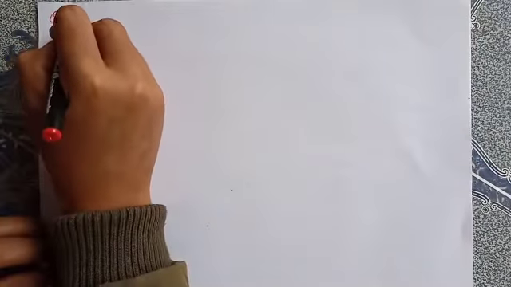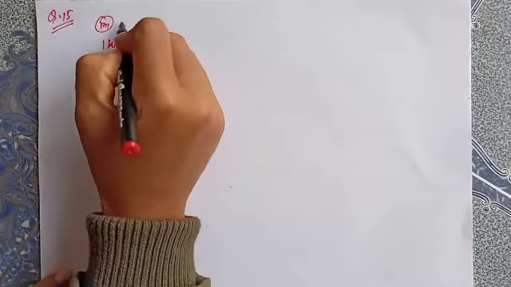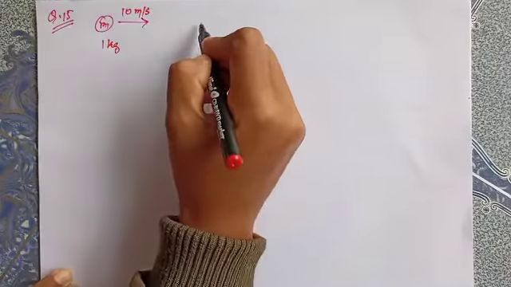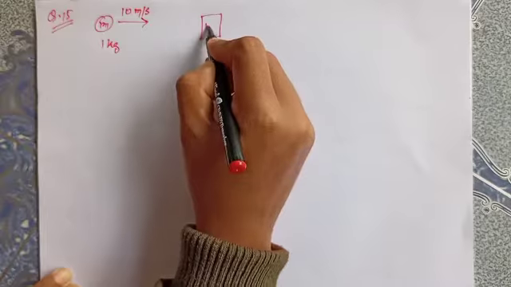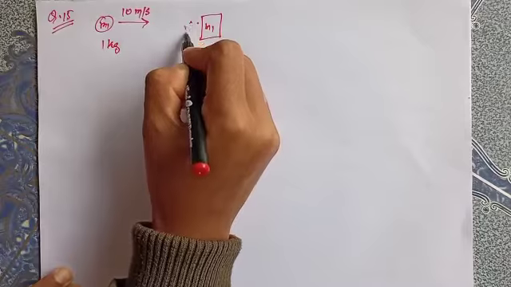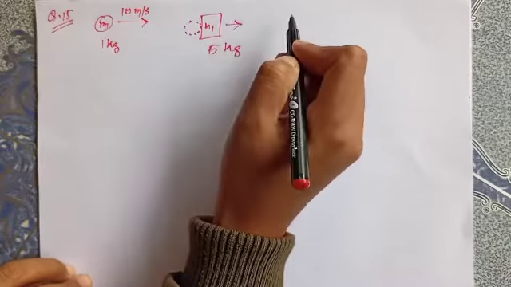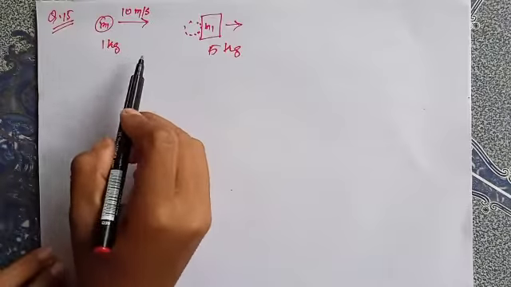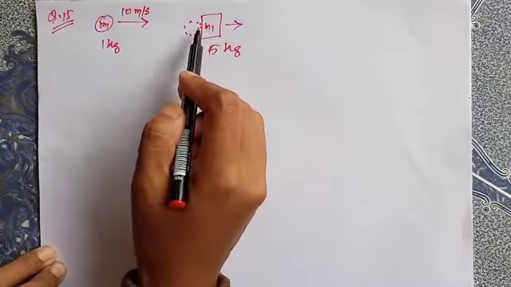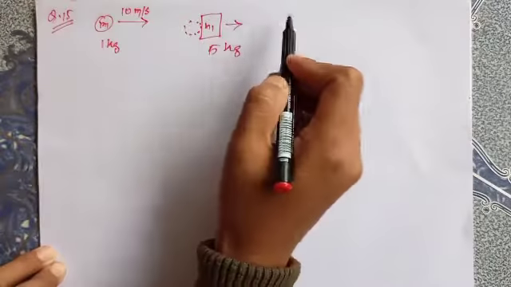Now question number 15. Here an object of mass 1 kg travels horizontally at 10 meter per second and strikes the wooden block having mass 5 kg. After striking the wooden block, they move together in this direction. So here we have to calculate the total momentum before the impact and just after the impact, and also the velocity of the combined object as they move forward.